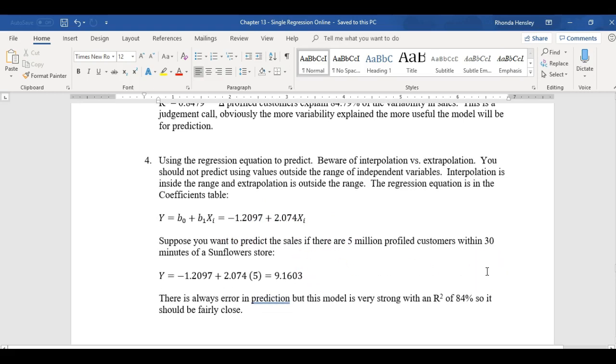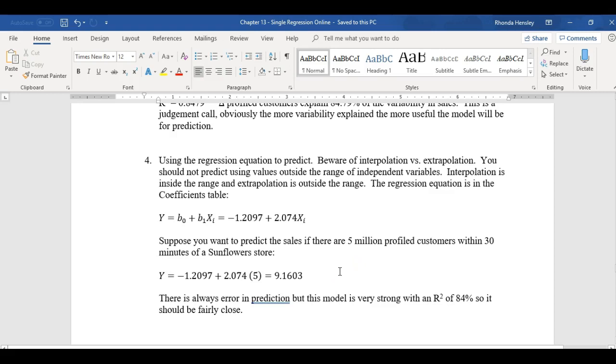Suppose we want to predict sales. If there are 5 million profiled customers within 30 minutes of the Sunflower store, I would just substitute my 5 into this equation and solve. And it turns out that I would predict sales of $9.16 million if I had that many profiled customers within that geographic area.